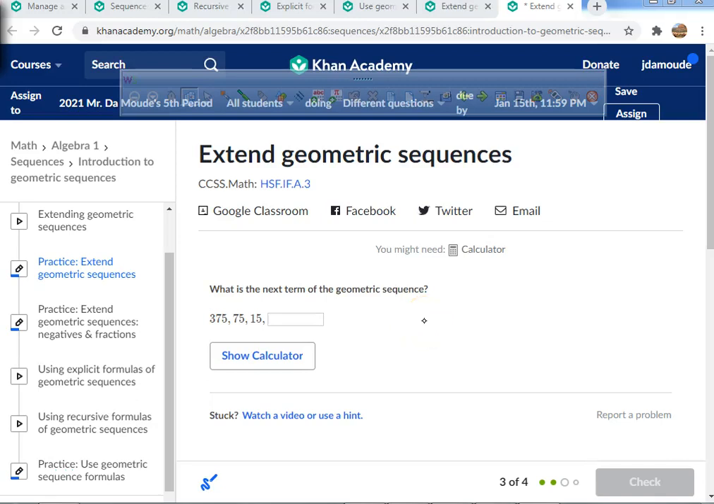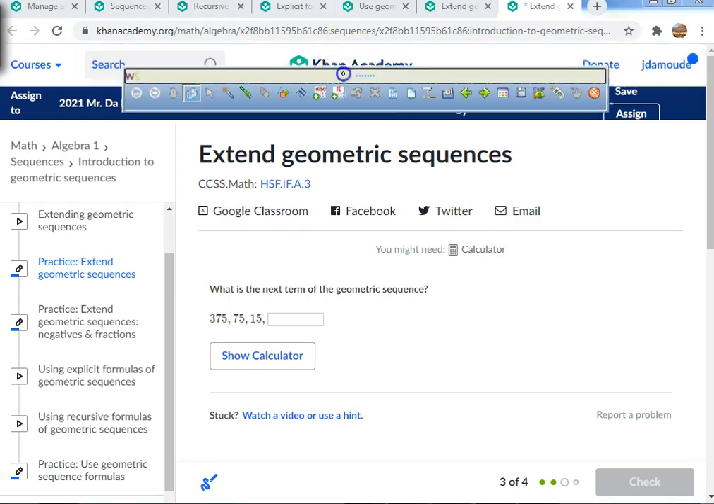All right, all you remote people, whoever you are, we're going to be extending some geometric sequences today. I know it's super exciting, super fun.